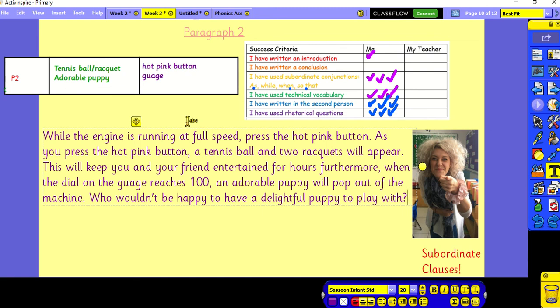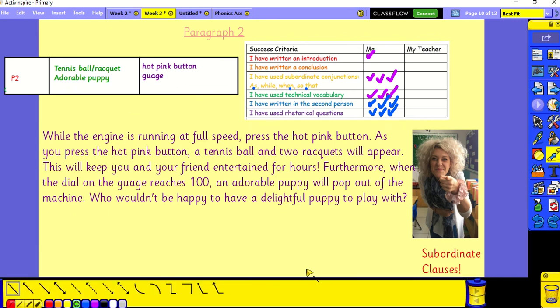While the engine is running at full speed, comma, press the hot pink button. As you press the hot pink button, comma, a tennis ball and 2 rackets will appear. This will keep you and your friend entertained for hours. Furthermore, what have I missed? This will keep you and your friend entertained for hours, exclamation mark. Furthermore, comma, when the dial on the gauge reaches 100, comma, an adorable puppy will pop out of the machine. Who wouldn't be happy to have a delightful puppy to play with?